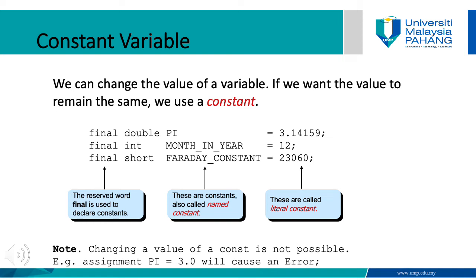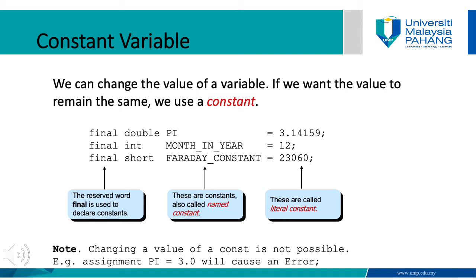This value cannot be changed. And then the second example, the named constant here is Faraday constant. So we decide the value equal to 23,060. And this value in this column is called the literal constant.